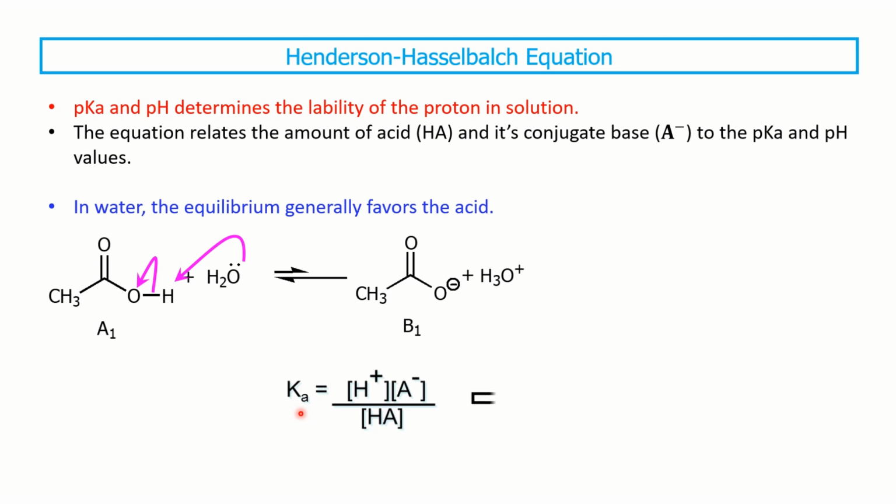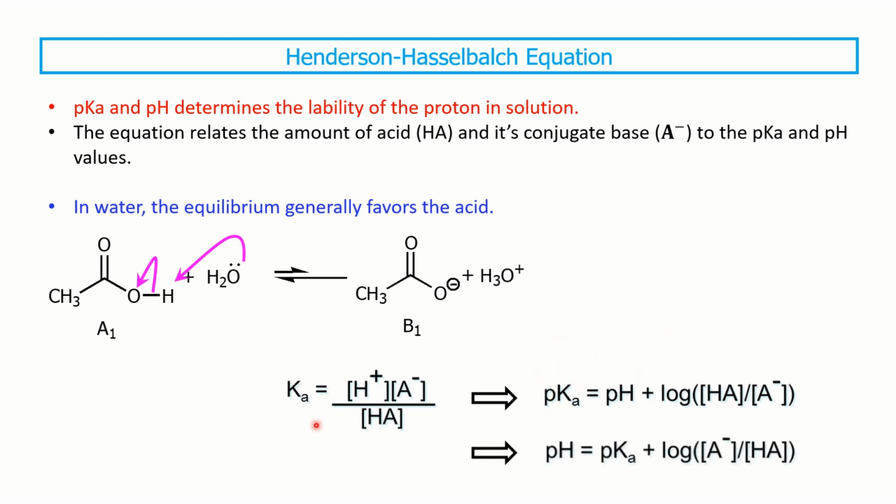If we log this, or give it a minus log, then you can see that pKa is the pH plus the log of HA over A minus. And of course, you can take this and put it over this side, and take this one and put it over that side, and that will give you pH equals pKa plus the log of A minus over HA.